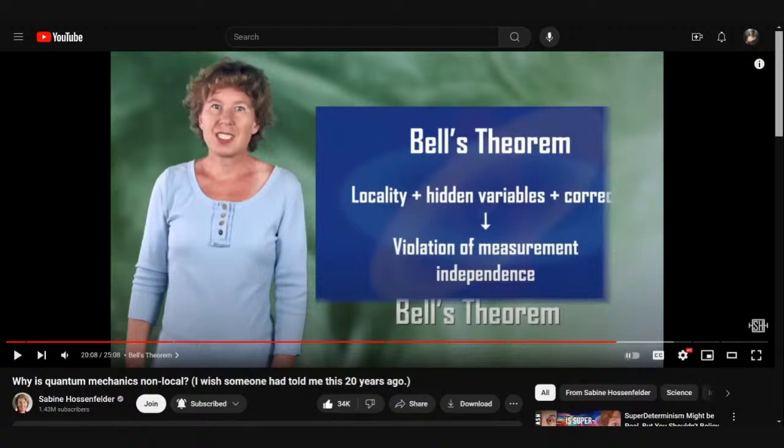Okay, let me look into Mach-Zehnder. Mach-Zehnder interferometer.